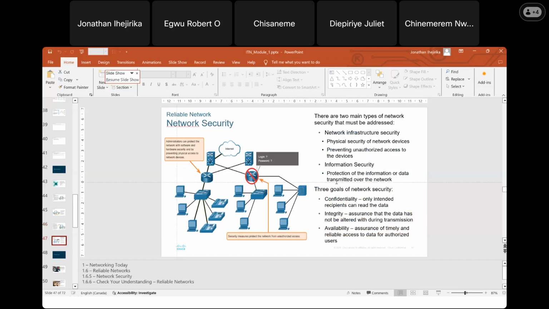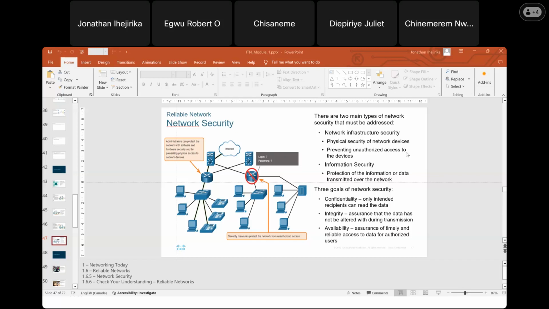And the last one, of course, is network security. There are two main types of network security that must be addressed: network infrastructure security and information security. Under network infrastructure security are the physical security of network devices and preventing unauthorized access to the device. When we talk about infrastructure security, physical security of the network devices, how can we protect the network and prevent unauthorized humans from accessing that particular device?